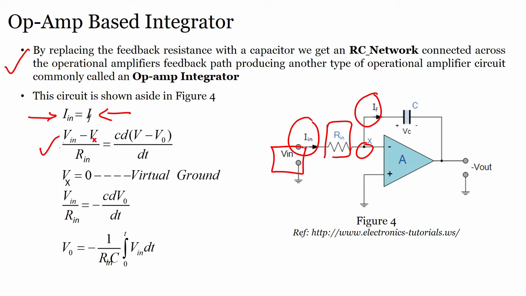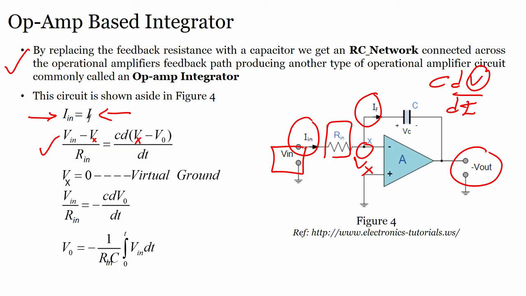This is easy. If I want to consider If, what will be If? C into dV by dt, this is the formula. Now, what is V here? V is nothing but Vx. So, I write If as C times (Vx minus V out) upon dt, all right.